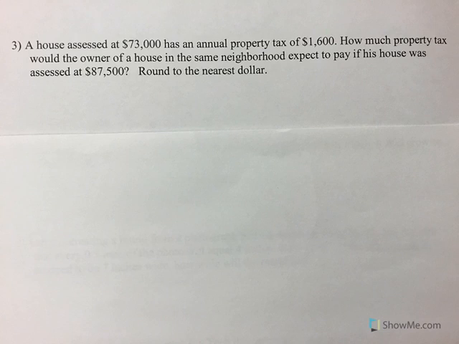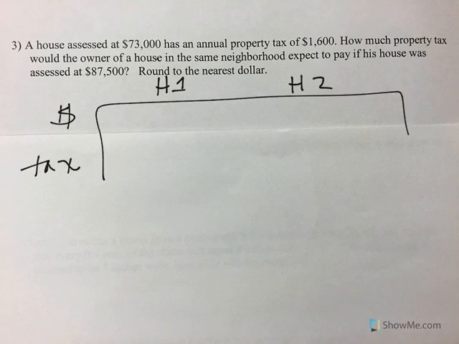Number 4. A house is assessed at $73,000 and has an annual property tax of $1,600. How much property tax would the owner of a house in the same neighborhood expect to pay if his house was assessed at $87,500, rounded to the nearest dollar? All right, so we're talking about house number 1 and house number 2. We're talking about the price of the house and the property tax.